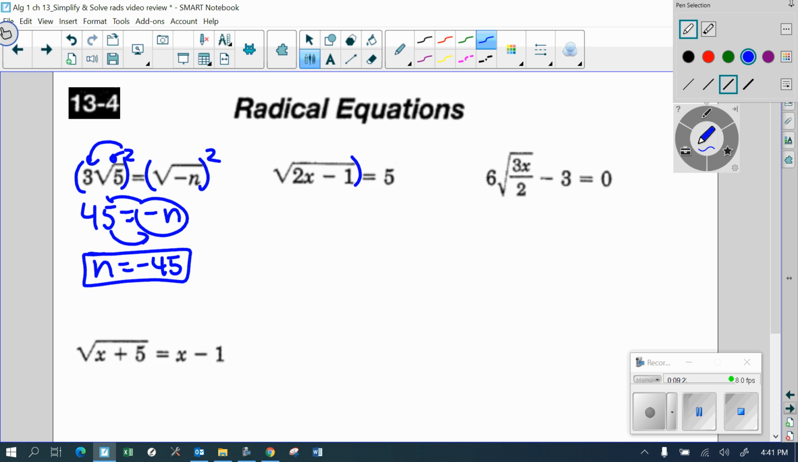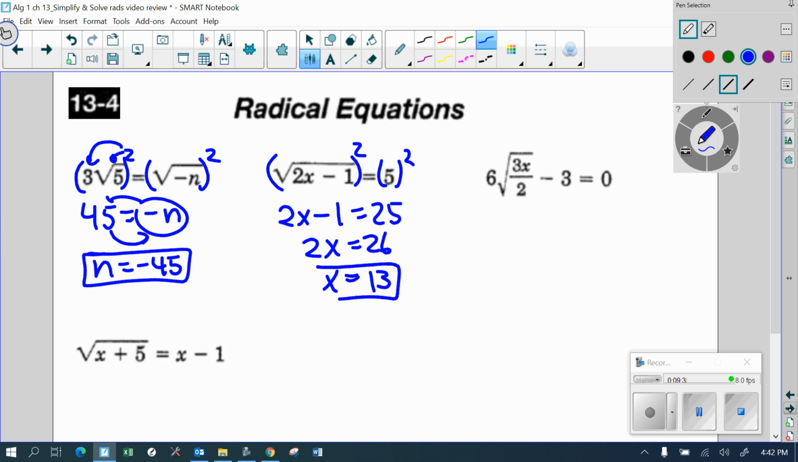Okay, here again, I have to square both sides to get rid of that radical. And that gives me 2x minus 1 equals 25. Add the 1 across, 2x equals 26, x equals 13. Always want to check to make sure it works. 26 minus 1 is 25. The square root of 25 is 5. So that works.